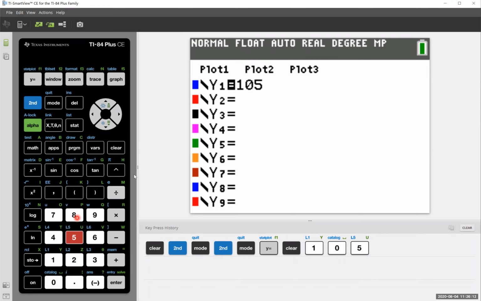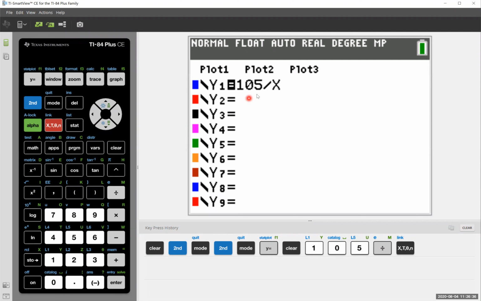and then we're going to hit divided by, right up here in the very top operations that we have. So 105 divided by, and going to the top left, we have this x, t, theta, n button. It's our variable button. You can think of it that way. I'm going to click on that one. So my first equation is 105 divided by x. All this tells the calculator is 105 divided by, and then list all of the numbers that go into it. So we can do that.